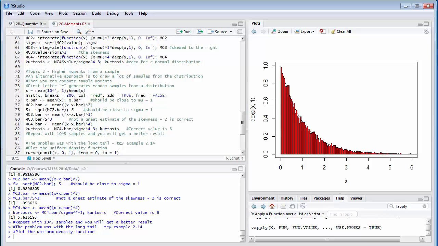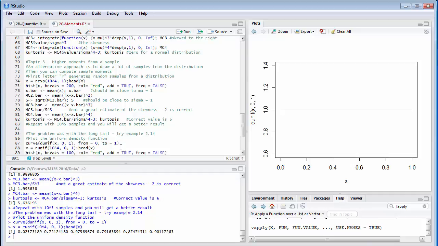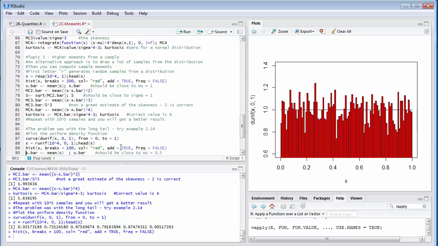I can eliminate long tails by using the uniform density function. Here's a plot of d-unif. It's 1 from 0 to 1, 0 to everywhere else. This has shorter tails than my Manx cat. Let's generate 10,000 samples from this by using the r-unif function. You can see I'm getting a bunch of numbers all between 0 and 1. And if I plot a histogram, it's consistent with being uniform.